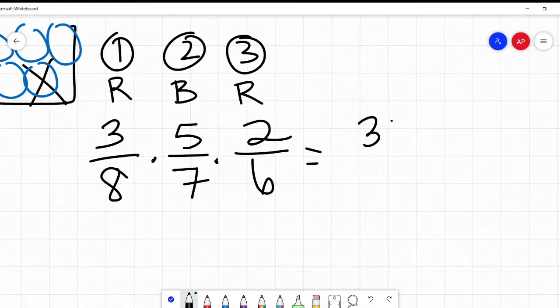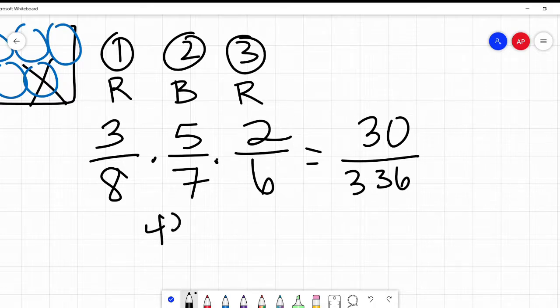3 times 5 times 2 is 30. 8 times 7 is 56. 56 times 6. Ooh, should have done this before. 336? Let me check that. Okay, let me do it the other way to double check it. 6 times 7 is 42. 42 times 8. 16 carry 1, 336. Hey! I feel weirdly proud whenever I do mental math like that and I get it right.